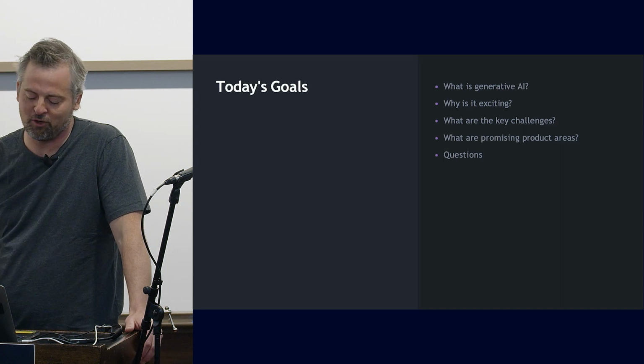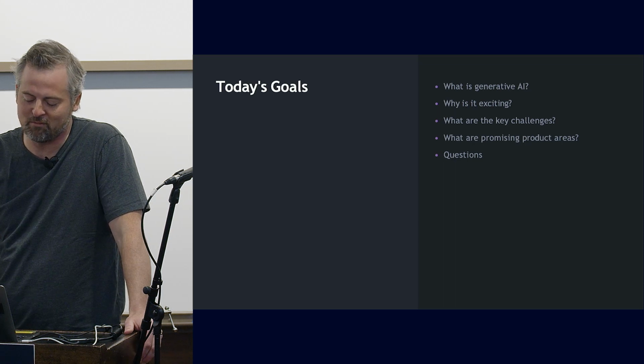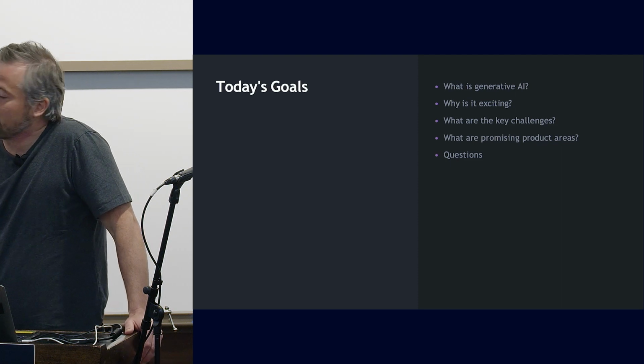Coming from a previous world, where you would spend months and months and months trying to implement things and then have it fail or be non-deterministic or whatever. Finally, I'll talk a tiny bit about promising product areas.